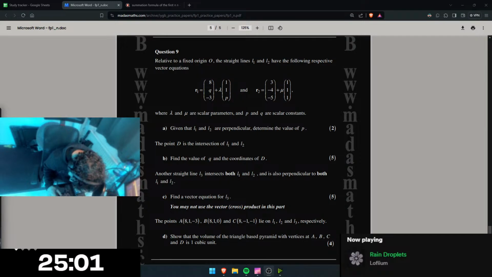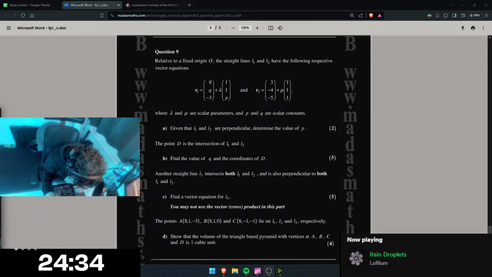We know a point that it lies on, so we can just do the vector equation: 3, -4, -5 plus 4, 1, 1, 1 equals 7, 0, -1 plus lambda 3, -3, 0.